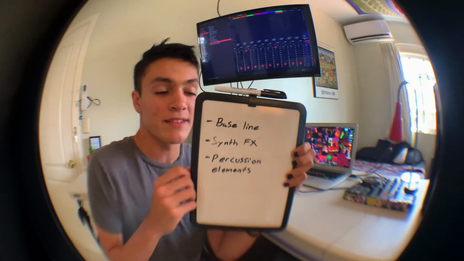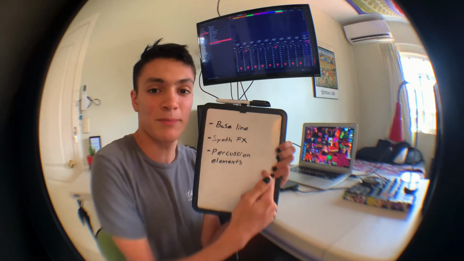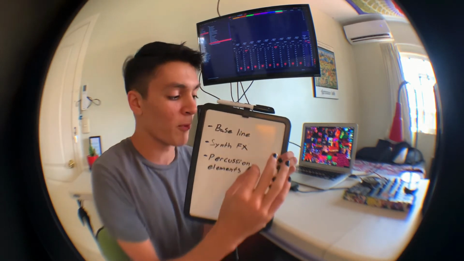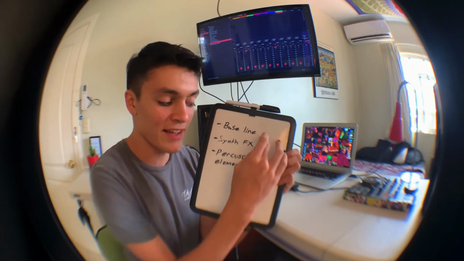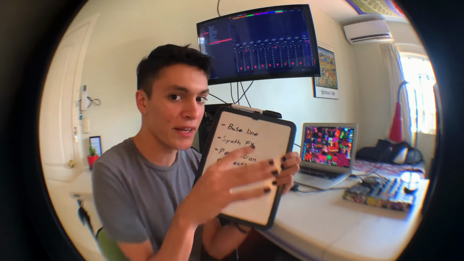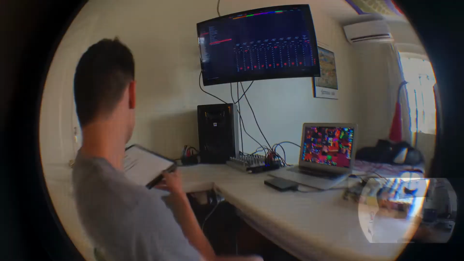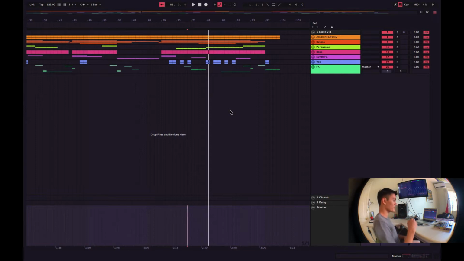And I'm just gonna break down these three elements because they're the most important ones I think for this track: the bass line, synth FX, and the percussion elements. Let's get into it. Alright, so here's the Ableton project, and we're gonna dive in first to the bass line.